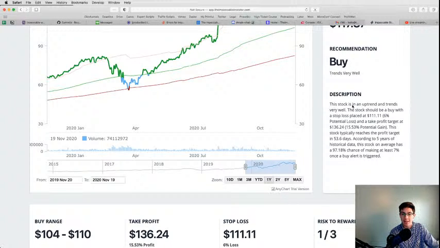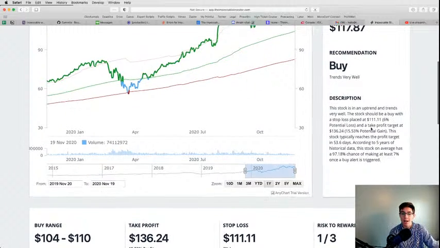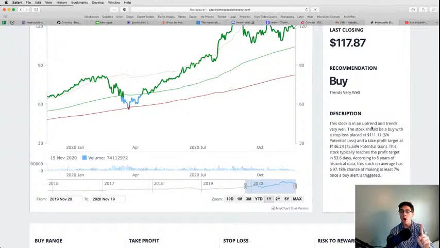So for instance, this stock is in an uptrend and trends well. This stock should be a buy with a stop loss placed at this and a take profit of this, which gives you a potential gain of this. But this is the cool part. And it does this for every single stock. This stock typically reaches the profit target in 53.6 days. You know, on average, how long it will take you from when you buy that stock to make your profit. This stock takes about 53.6 days.